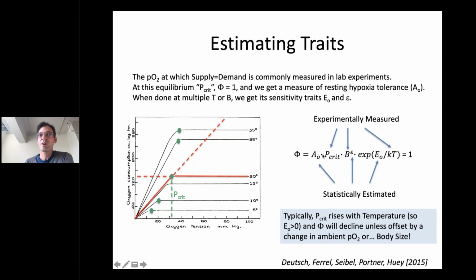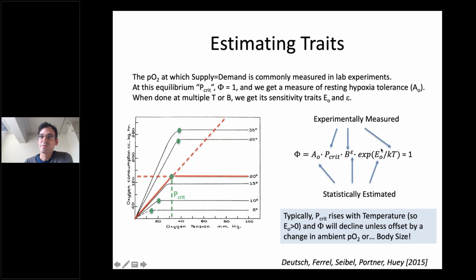Now, if you put P-crit into our expression for the supply to demand ratio at a variety of temperatures, you know that phi at that point, the potential supply and resting demand, are equal, so you can set that equal to 1.